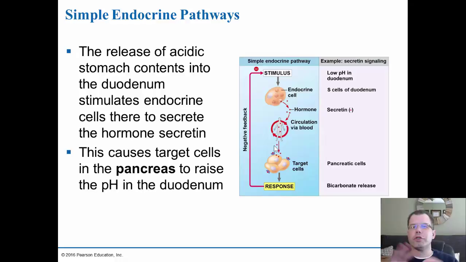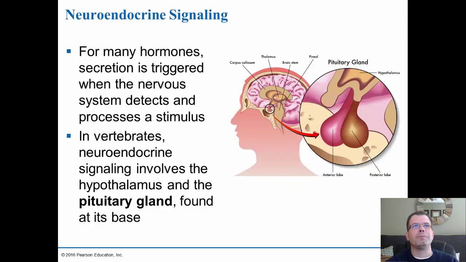But this is kind of cool, just showing you a simple system in the intestines that recognizes, hey, pH is too low. We just got this big bolus of food. Our pH is too low from the stomach. Let's raise up the pH. And again, just a simple secretin protein, which is released, and then it triggers the target cells in the pancreas to add bicarbonate to raise the pH in the intestine. And so now the enzymes in the intestine work very well.